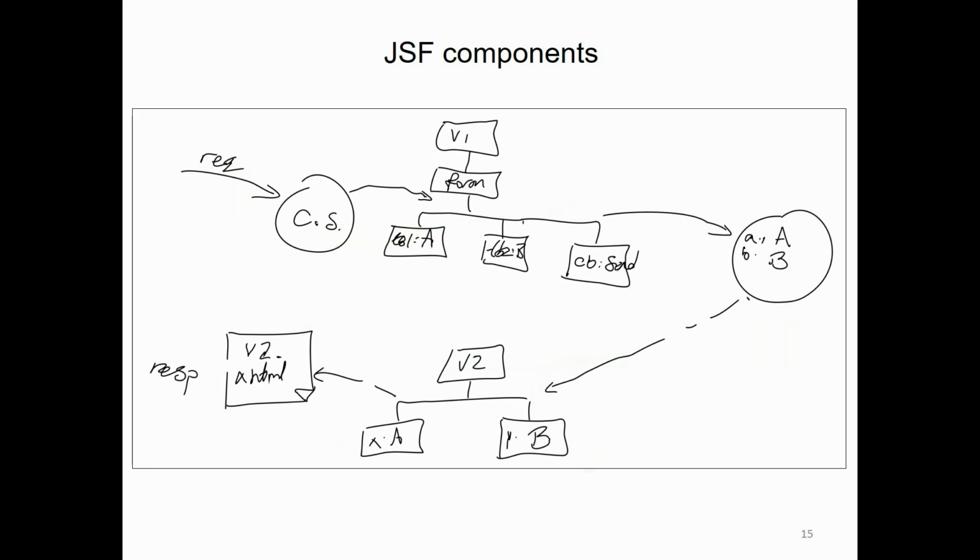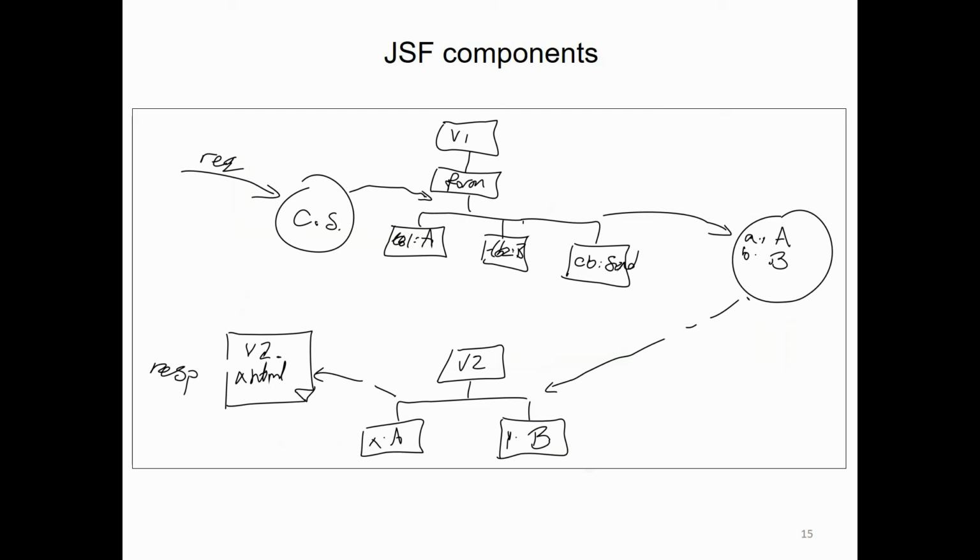So we have the request that comes in to the control servlet, which is on the left-hand side of this diagram. The control servlet is going to take the values, the form data that arrives as parameters on the request, and put it into the managed bean. But it doesn't do it directly. The first thing it does is to build a component tree that represents the view. Let's call this view 1, V1.